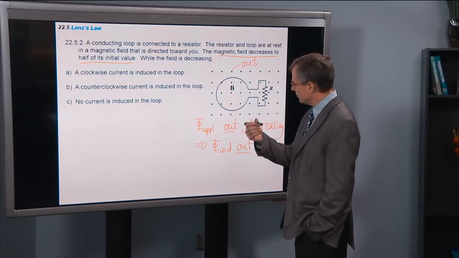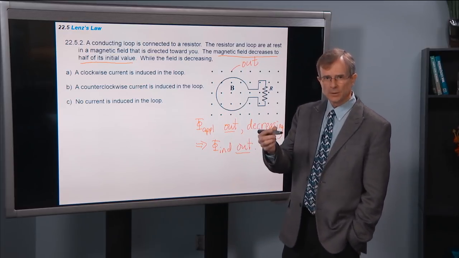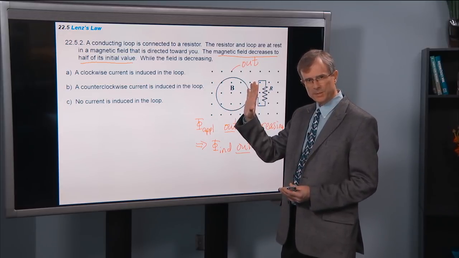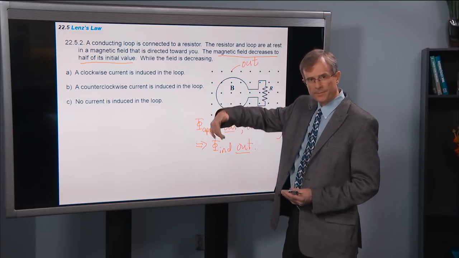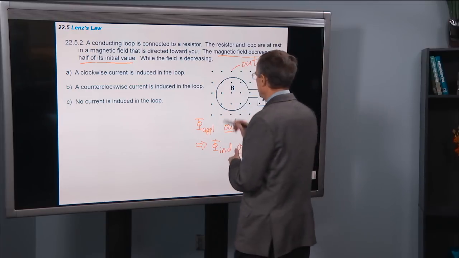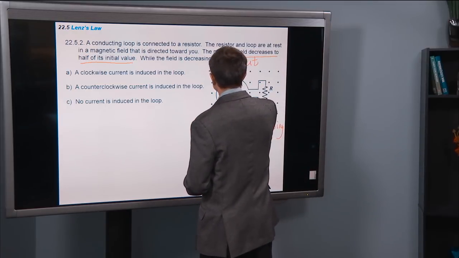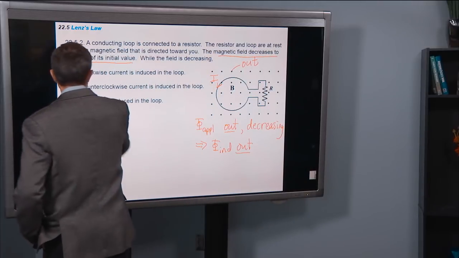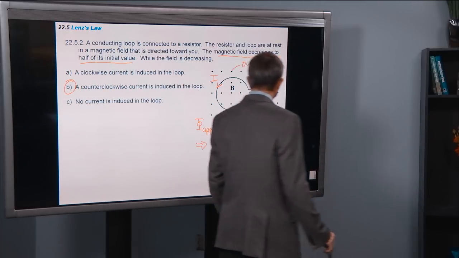So if the induced flux is out, the induced field is out. We put our thumb in the direction of the induced field, which is out of the screen. Our fingers coil in the direction of the current. So that's a counterclockwise current induced into the loop.